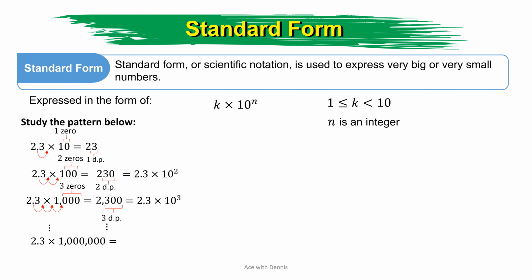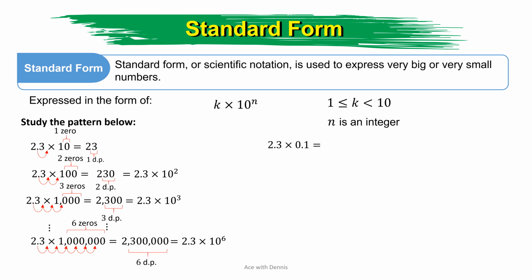We can repeat the same process for a very big number like 2.3 times 1 million. There are 6 zeros in 1 million, which means that the answer is 2,300,000, because we need to move the decimal point to the right for 6 decimal places. So this is 6 decimal places. We also can write 2,300,000 as 2.3 times 10 to the power 6.